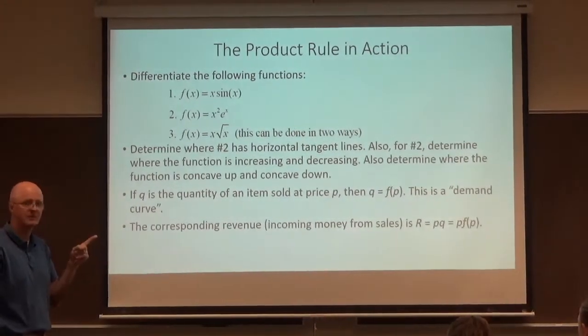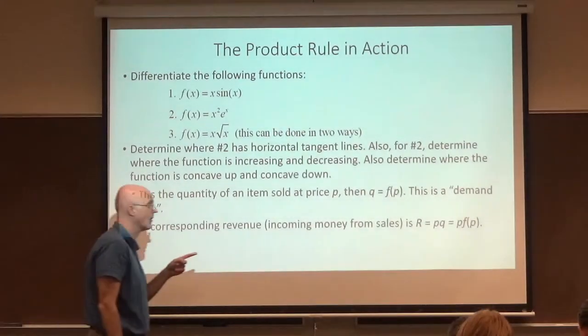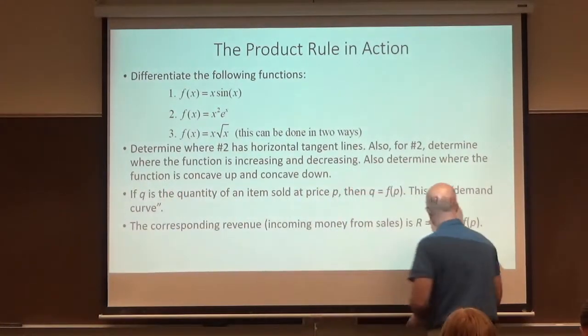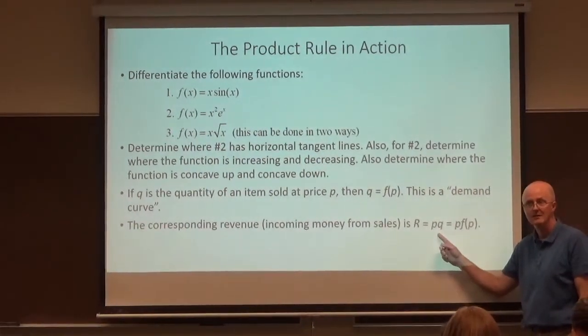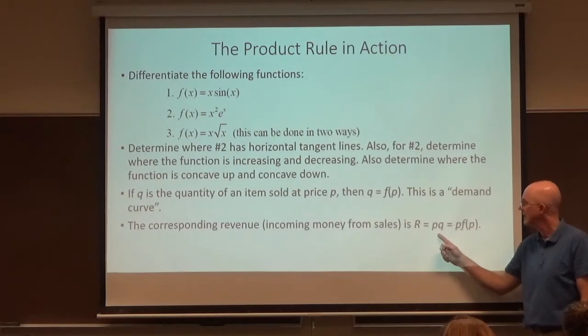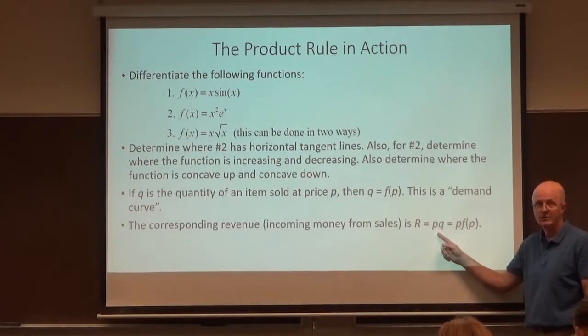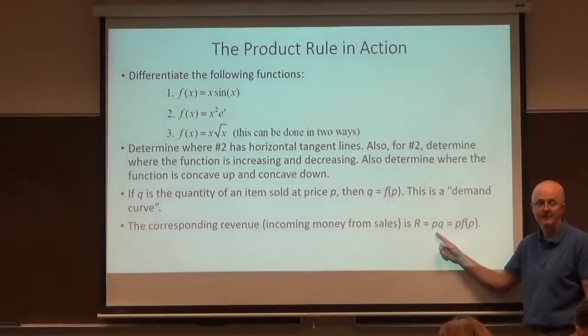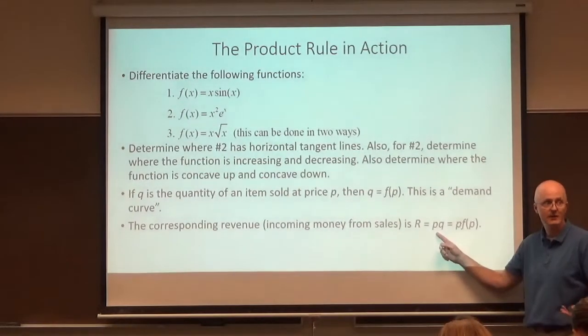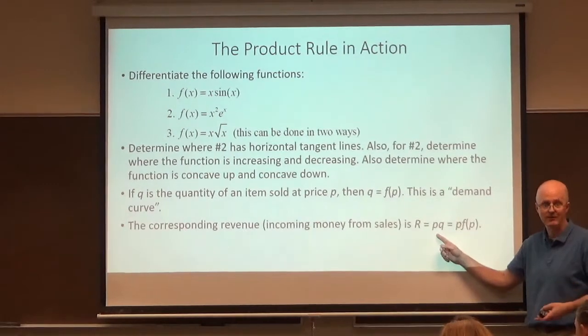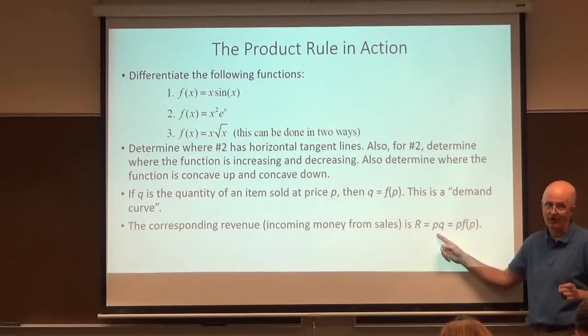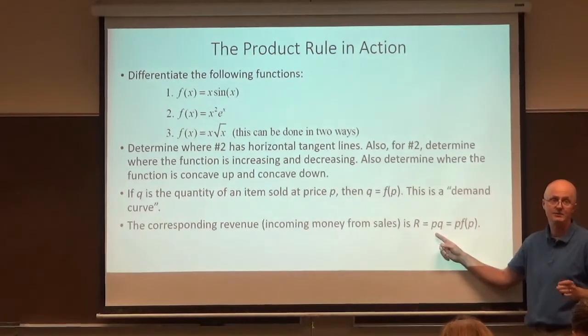Think about it in terms of revenue. How much money is coming in? Revenue is P times Q. Price per item times number of items sold. Differentiate this with respect to P and see if it's positive or negative, to see whether you should increase the price or decrease the price to make more revenue or less revenue. You don't want to make less, you want to make more, right? You're hoping the derivative of this with respect to P is positive.